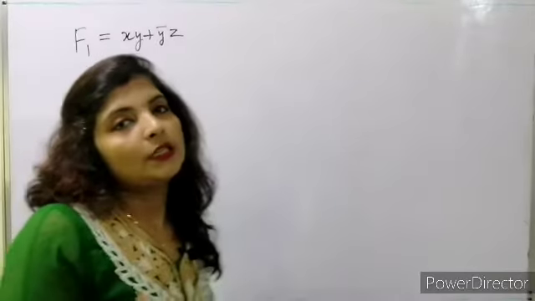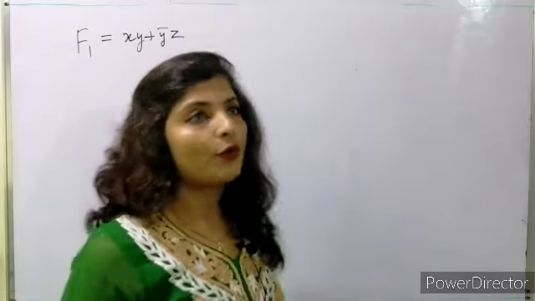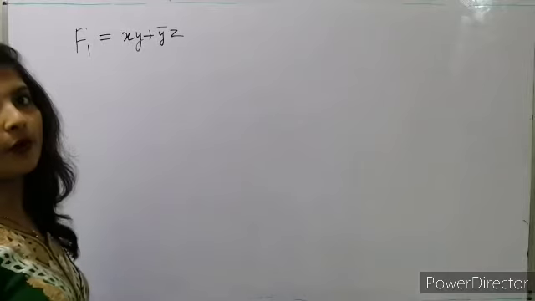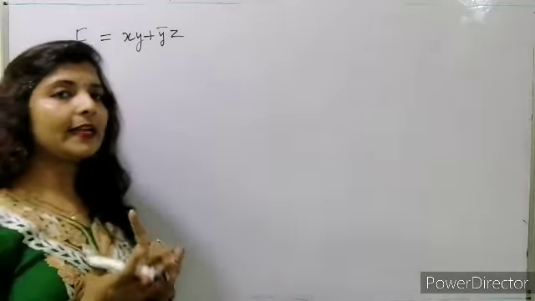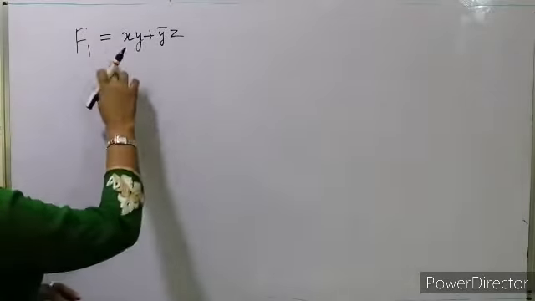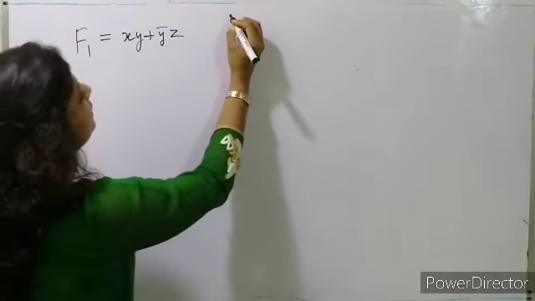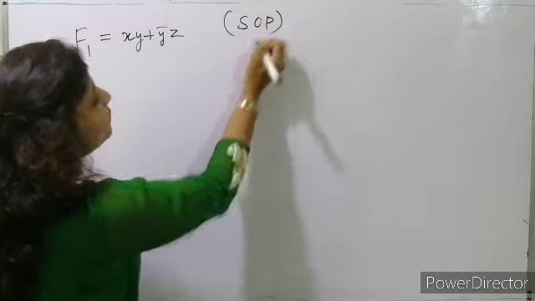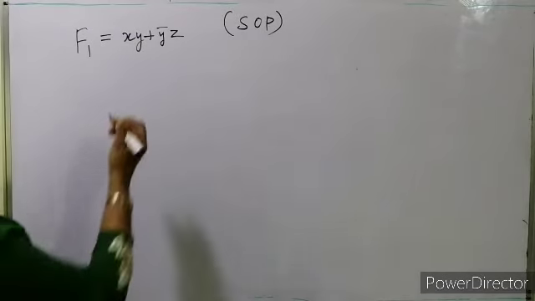Okay. Now we'll see canonical form versus standard form. So this is given in standard form. In the functions of standard form it's not necessary, it can contain one variable, two variables or three variables. So this is SOP, sum of product. Okay. So this is in terms of SOP in standard form. And now we'll convert this standard form into canonical form.